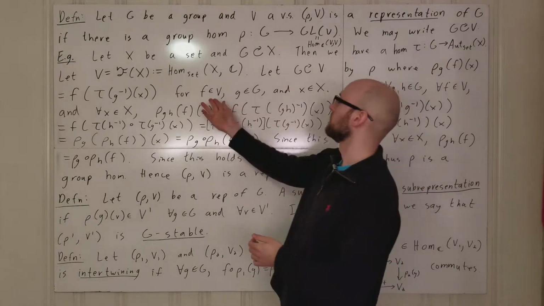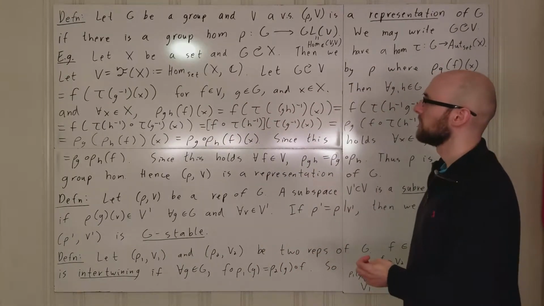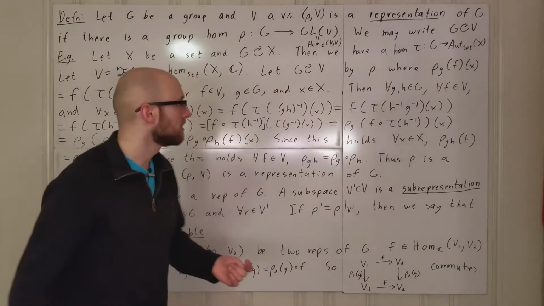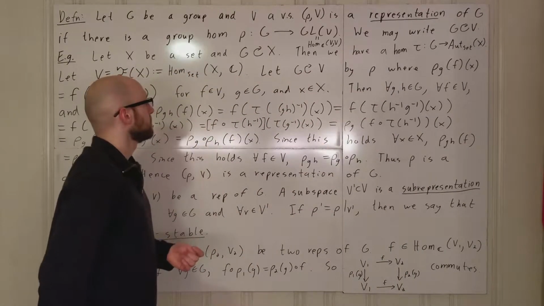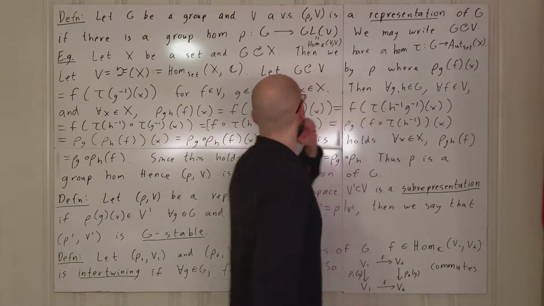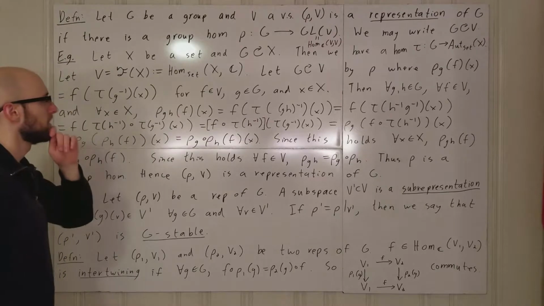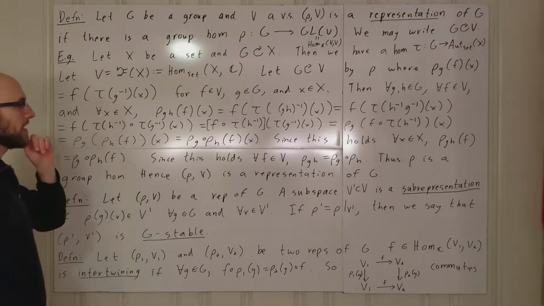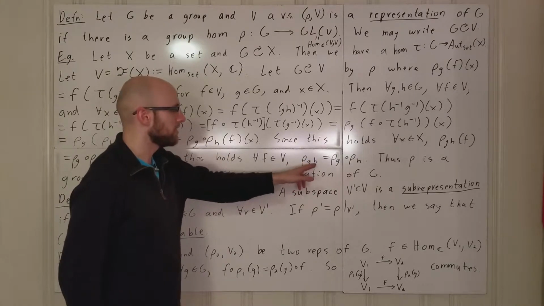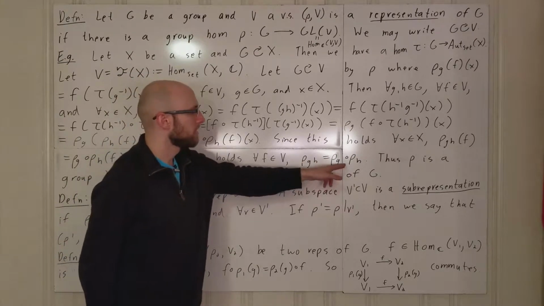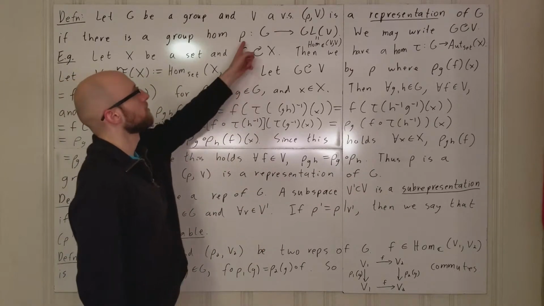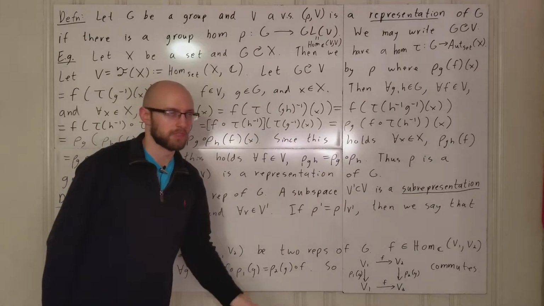Okay, and this is for F and V, G and G, X and X. Okay, so is this a representation? Well, it should be. And we need to prove that. So if you take any G and H in G and F in V and X in X, what we want to have is rho evaluated at GH to be rho of G composed with rho of H, because that's going to confirm that rho is a group homomorphism.